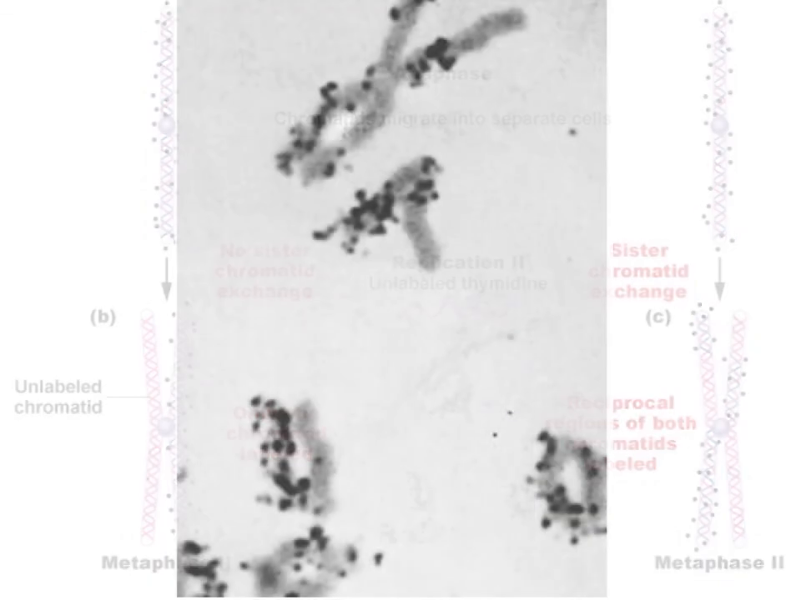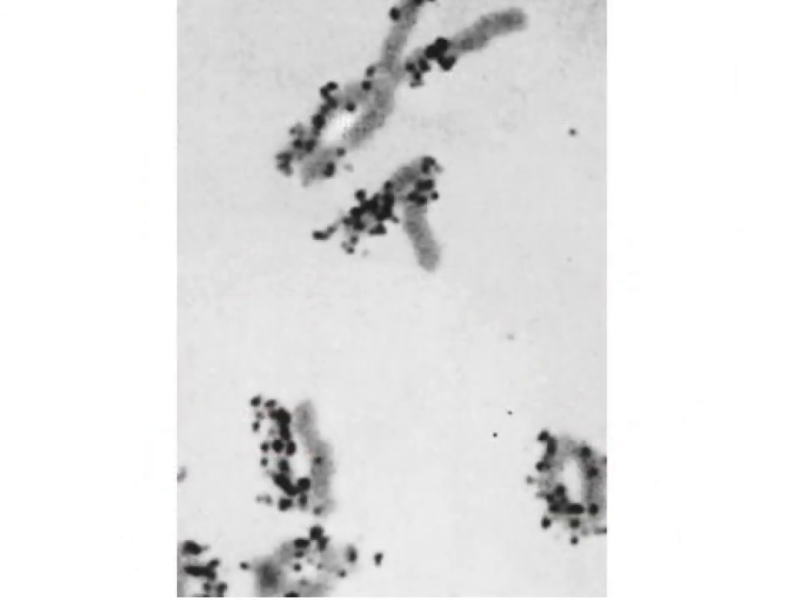Okay, so I zoom in here on the image that they provide of these chromosomes with these radioactively labeled bits, and you can see the distribution of this radioactivity on the chromosomes.